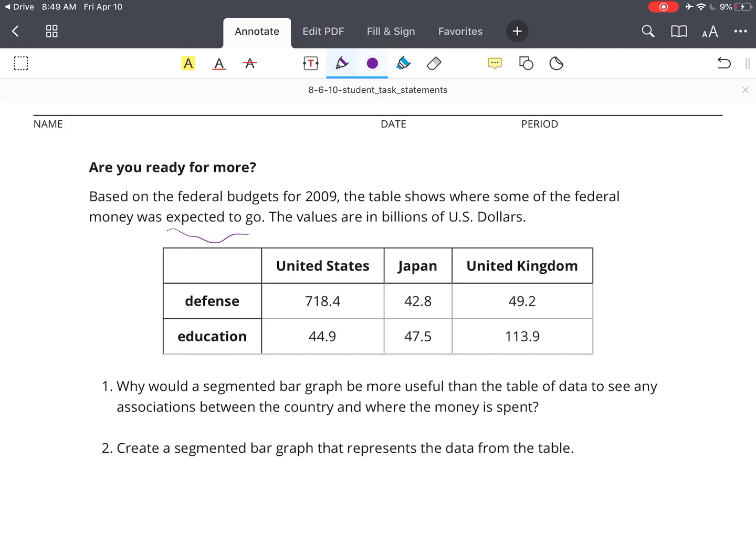Well, for starters, if you have a segmented bar graph, right? Here's the US, here's Japan. They made Pokemon. Oh geez. And here's the UK. You're gonna see, right? If this is defense and this is education, you're gonna see it's gonna be like this. You can see how much more the US spends on defense than they do on education.